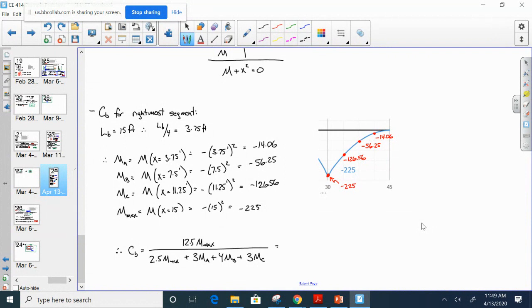Now, the big thing to keep in mind is that when you plug into your CB equation, you take all of the moments as positive, regardless if they're negative or positive. You always use positive numbers. So this is 2.5 times 225 plus 3 times 14.06 plus 4 times 56.25 plus 3 times 126.56, all under 12.5 times 225.